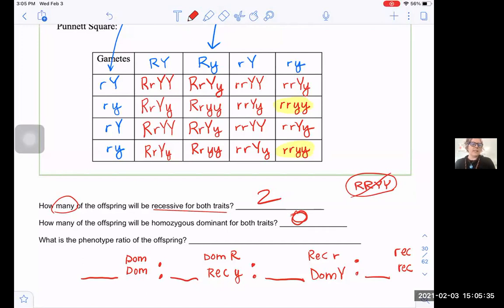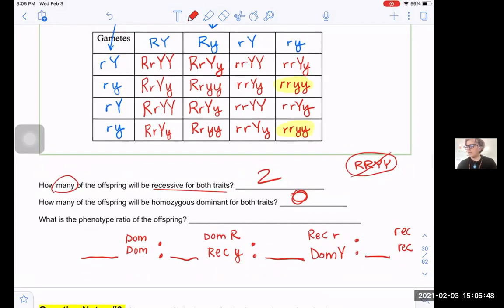All right, the last thing it's asking is what is the phenotype ratio of the offspring? So yesterday I went over the order that you are to count this up. The first number is always the number of offspring that are dominant for both traits. So as long as the baby has a big R and a big Y, you would count them for this first number in the phenotype ratio.